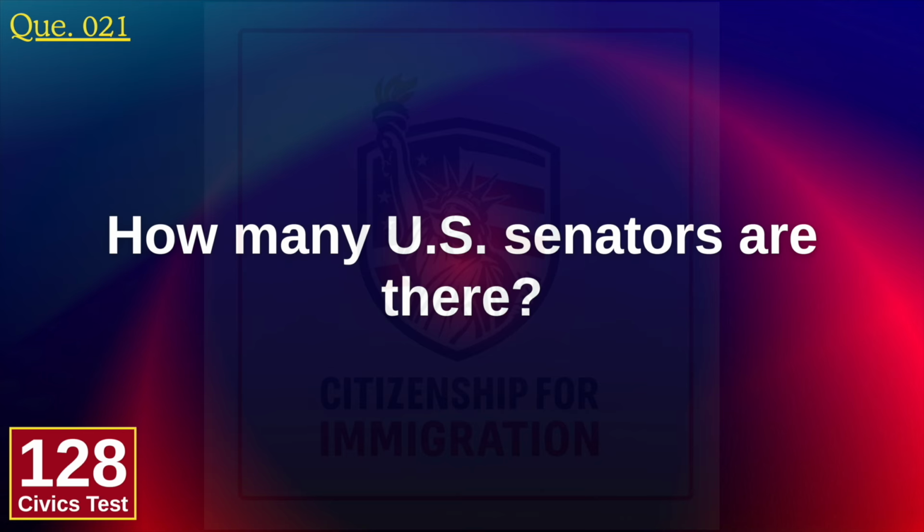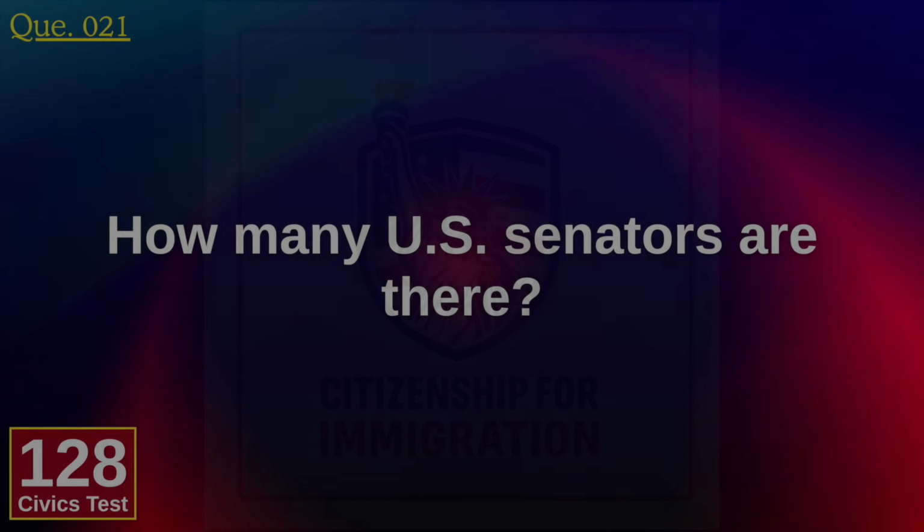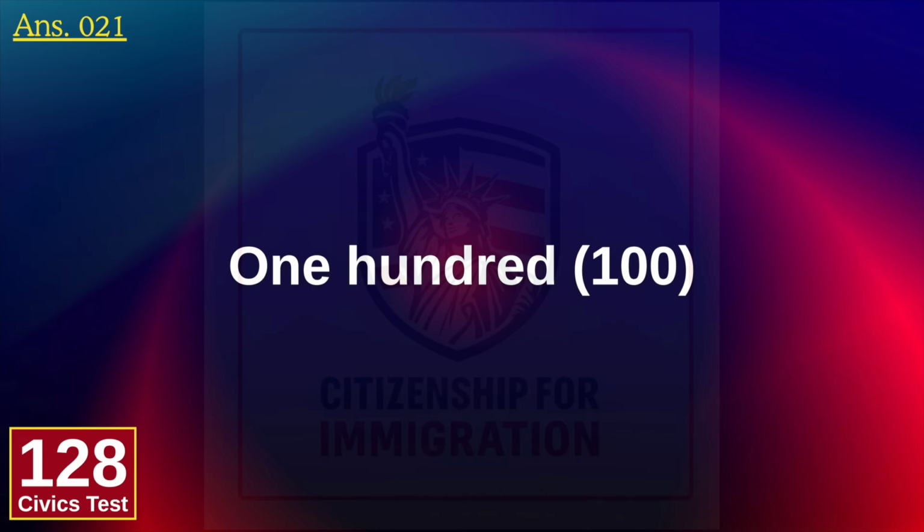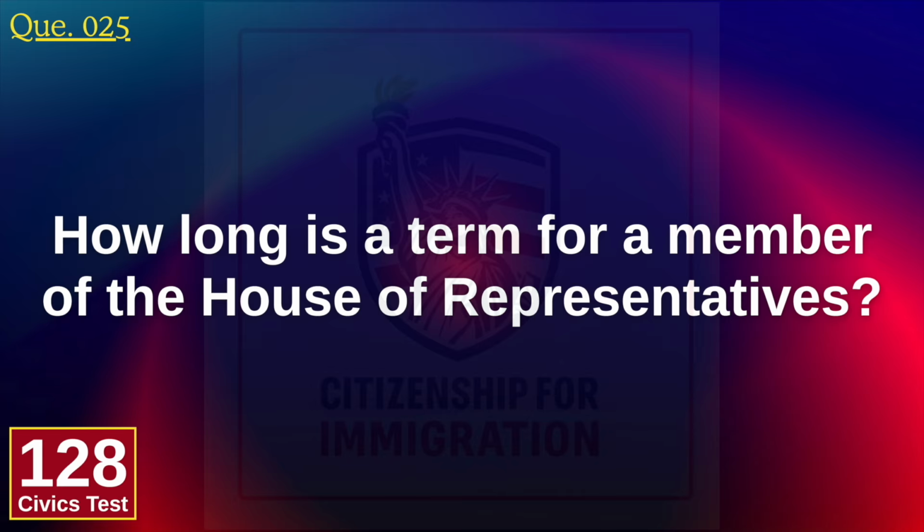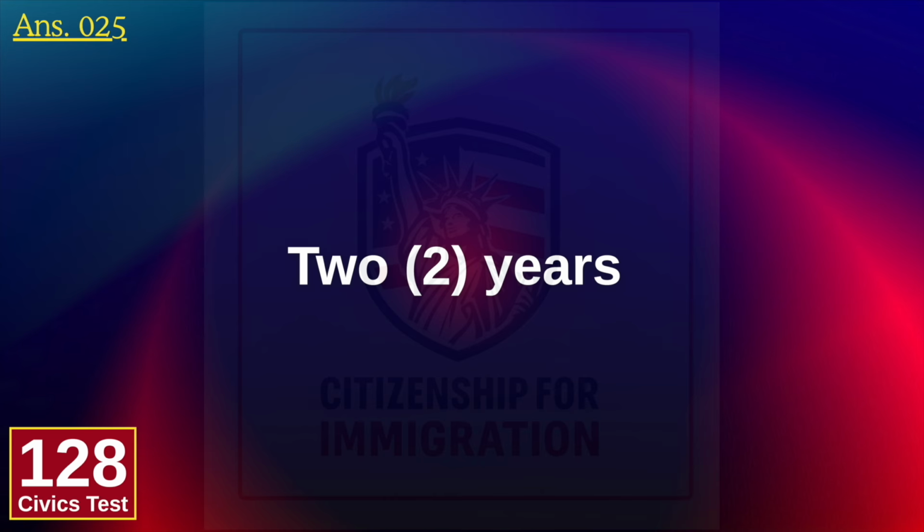How many U.S. senators are there? One hundred. How long is a term for a member of the House of Representatives? Two years.